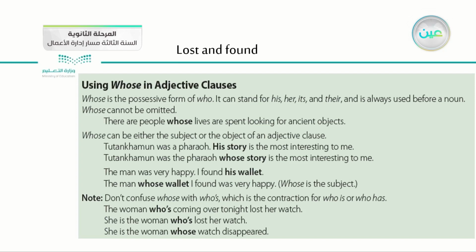The woman who was coming over tonight lost her watch. So this one belongs to this one. While here, she is the woman who has lost her watch, and it belongs to this one. While here, she is the woman whose watch disappeared. Whose here is the subject of this sentence. So this is all about using whose in adjective clauses.